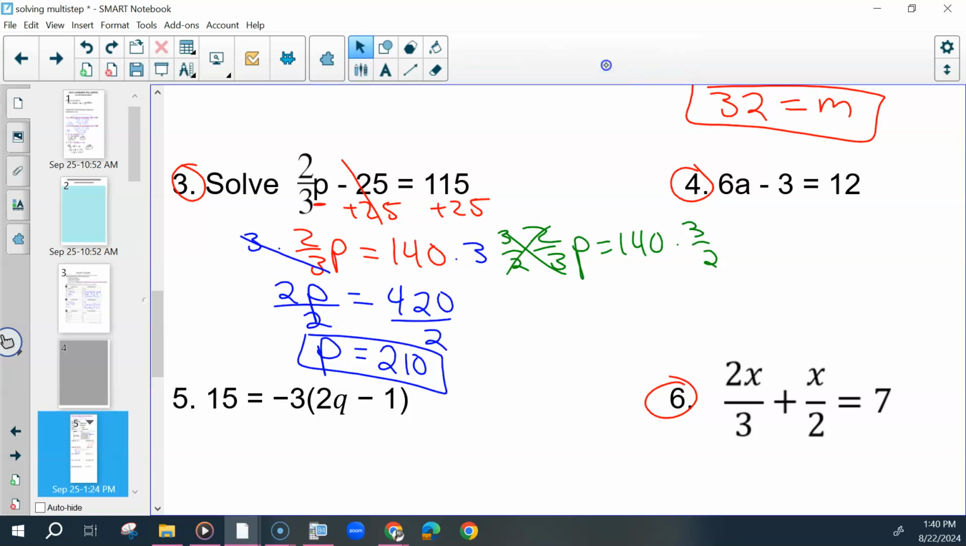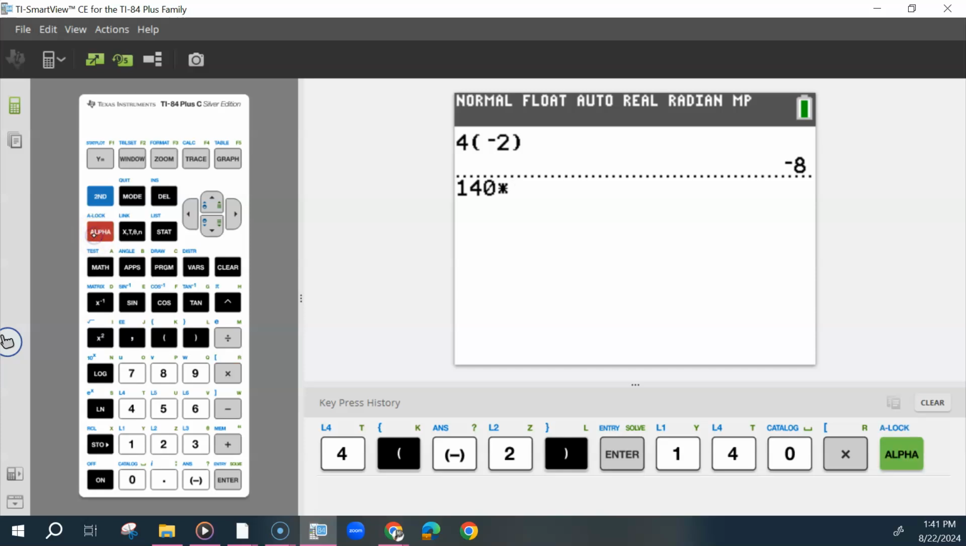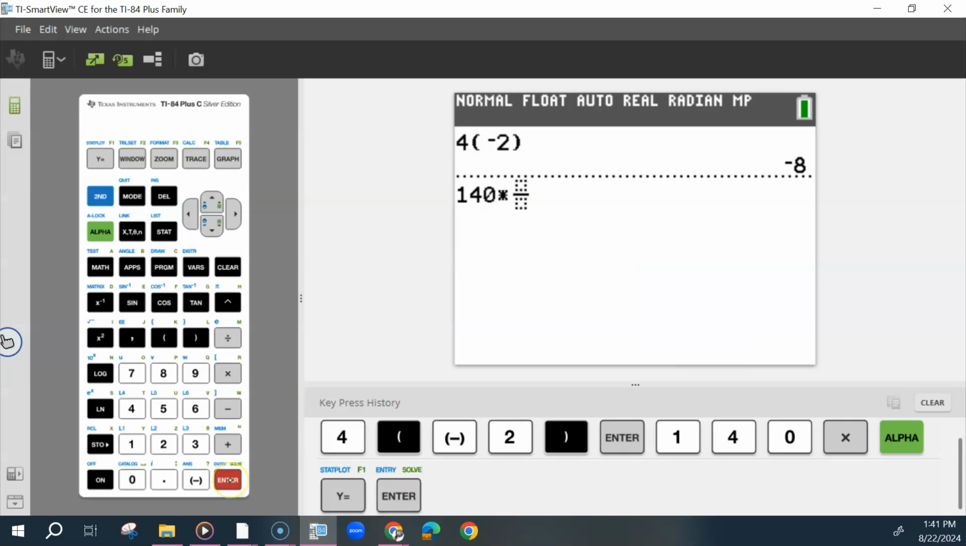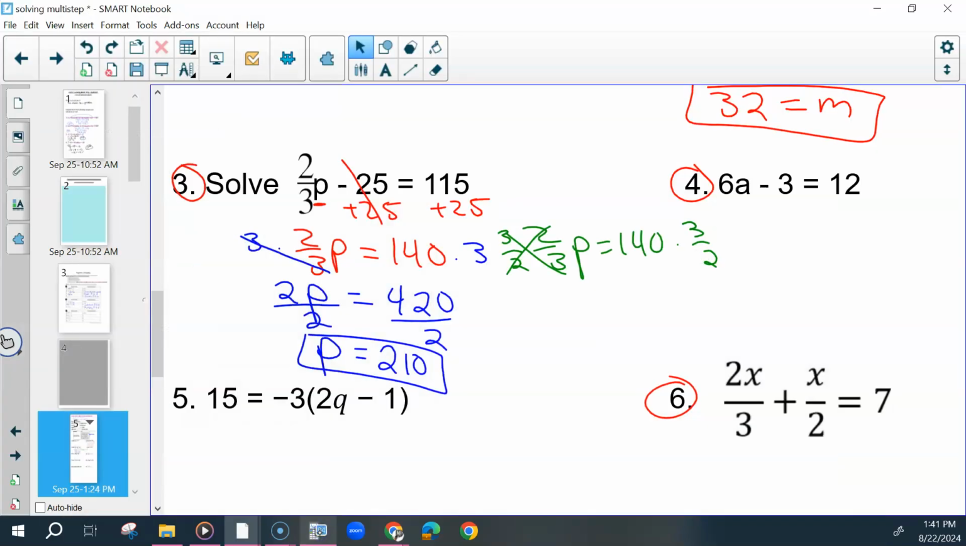But this, in your calculator, you can type in 140 times, go get your fraction bar, alpha y equals that first one, and then type in that fraction. And you get the same thing. So whichever one you like, you want to do the 2 steps, great. You want to do the 1 step, great. Whichever one is more comfortable for you. Did that make sense? Right.